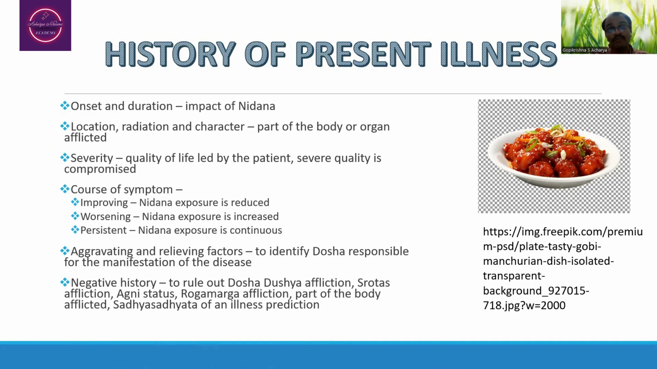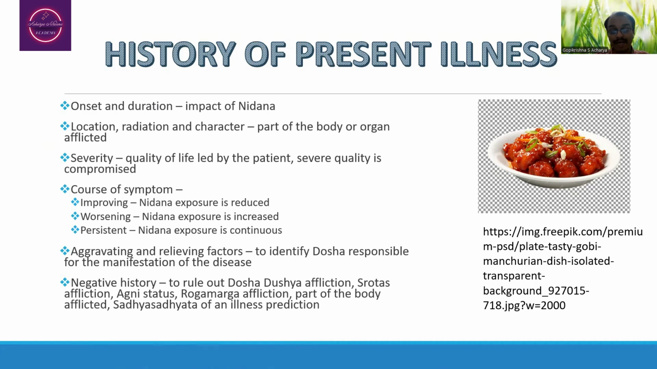Or when the course of the symptom is worsening, in the sense the person is having an initially mild symptom, now he is having a severe symptom, that is indicative of the Nidana exposure still continuing or increased. Suppose if the person is having severe pain at the beginning, and now also he is having severe pain, in the sense the person is having continuous exposure to Nidana or etiological factor, that too in the same quantity or same pace. Nidana exposure can be predicted if there is a persistent course as such.